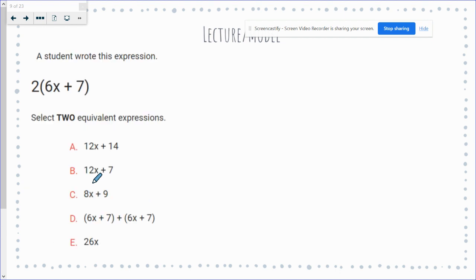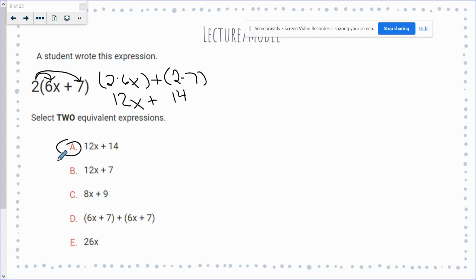All right, more equivalent expressions. We have 2 times (6x plus 7). First, I see an outside factor and a group. I'm going to multiply the outside factor by both terms in the group. 2 times 6x would give us 12x. 2 times 7 would give us 14. So I have 12x plus 14. So that's my first one.